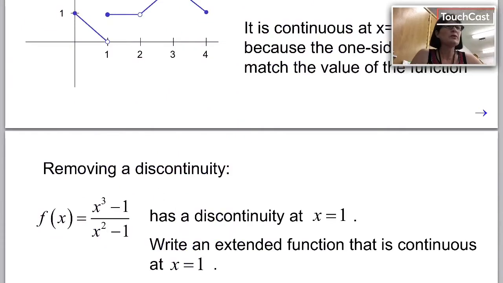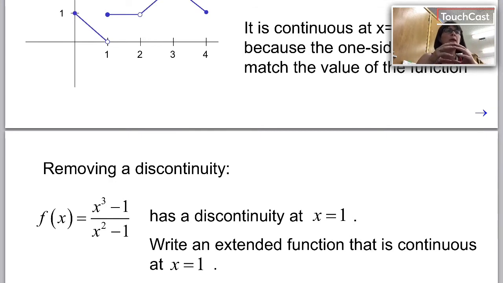All right, so we have two last things to talk about in this video. One is, how do you remove a removable discontinuity? So consider this function, x cubed minus 1 divided by x squared minus 1. I know I'm going to have a problem in my graph any place where I have a divide by 0 problem, so any place where the denominator equals 0. That happens at x equals 1 and also x equals negative 1.